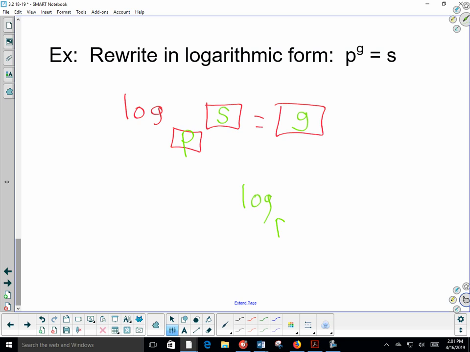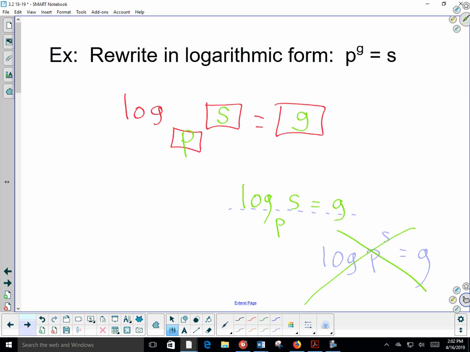This should be log to the base P of S equals G. The log, the S, and the G should all be on one level, right? We don't want that S to be floating. It's the P that should be lower, the base should be lower, everything else is on one level. If you write this as log P, I will mark it wrong. I cannot have that S floating up because that's log to the base P of S. That's not what this is saying.